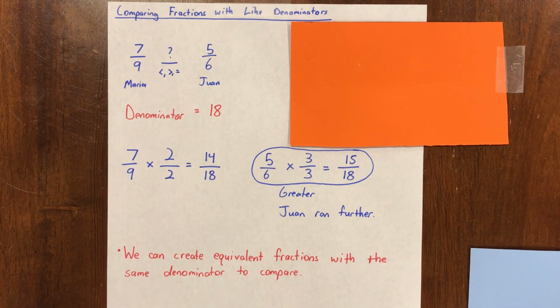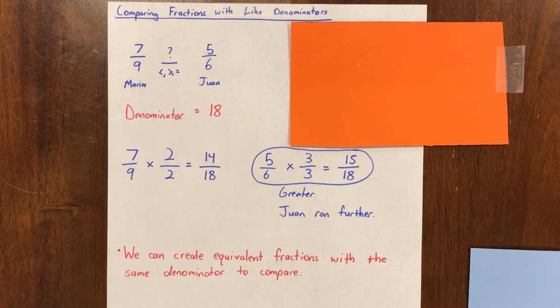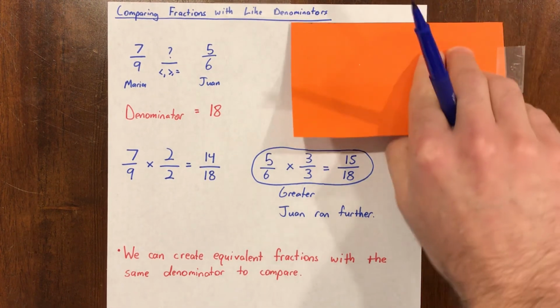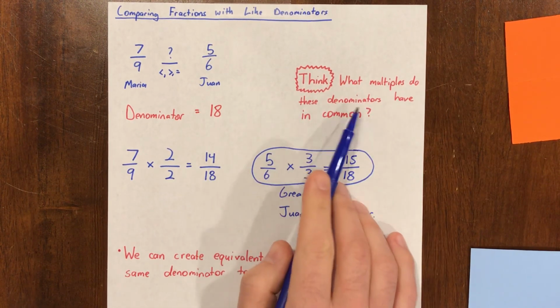And what did we need to think about when we were trying to find a common denominator for our two starting fractions? Say it out loud. Yeah, we have to think about a multiple that both denominators have in common, and then multiply both the numerator and the denominator by a factor to get that new denominator. Read this with me. What multiples do the denominators have in common?